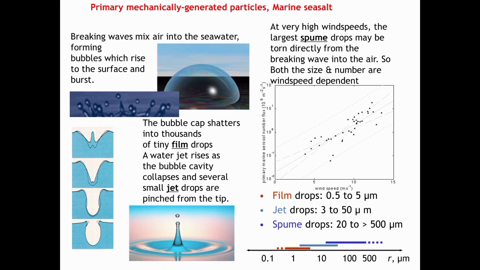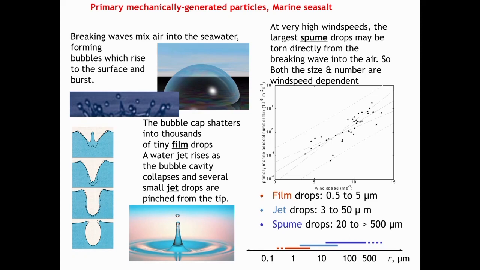But under lower wind speed conditions, almost all the particles from sea spray are formed not by direct ripping of the water droplets from the sea surface, but they're formed by bubble formation. So what happens is that the air gets folded into the surface of the liquid. So you end up with white caps. So you're familiar with the expression white caps.